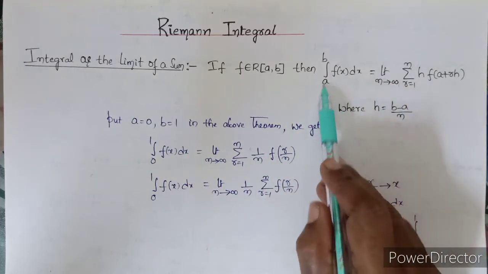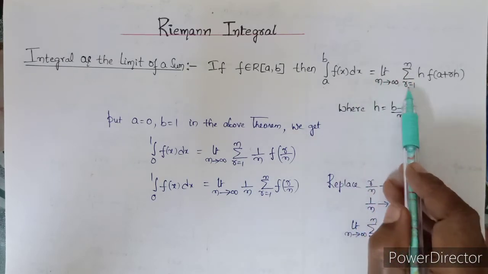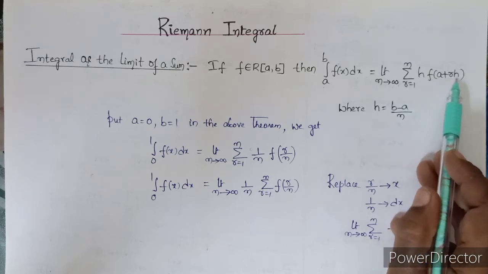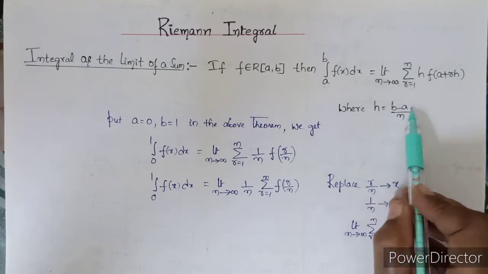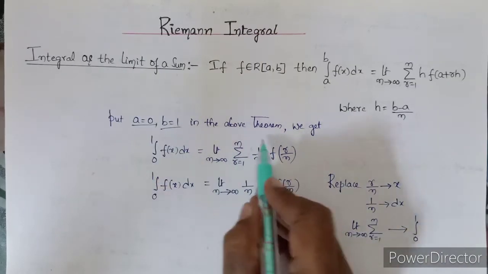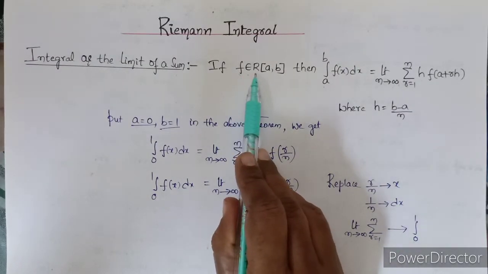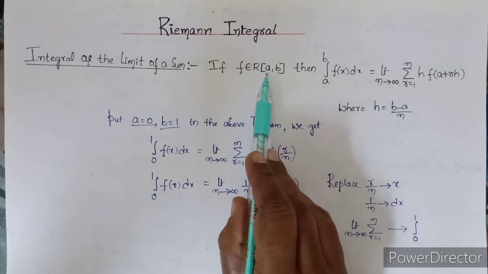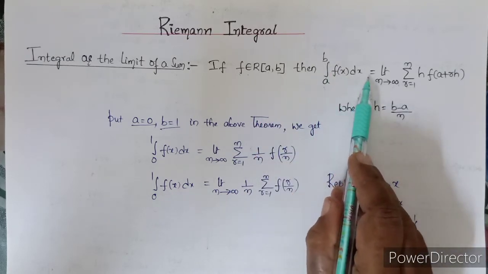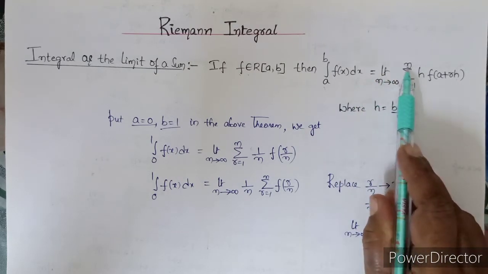We write integral a to b f of x dx as limit n tends to infinity sigma r equals 1 to n h into f of a plus r h, where h is equal to (b minus a) by n. If we put a equal to 0 and b equal to 1 in the above theorem, we will get, for f belonging to R[0, 1], with a is 0, b is 1, integral 0 to 1 f of x dx is equal to limit n tends to infinity sigma r equals 1 to n.